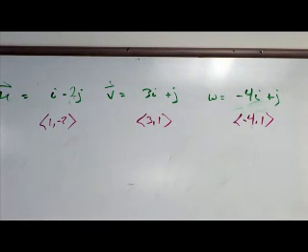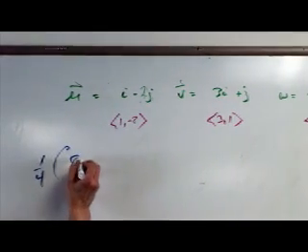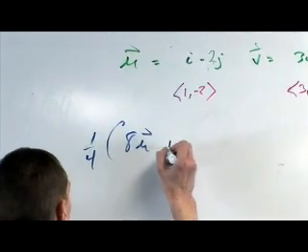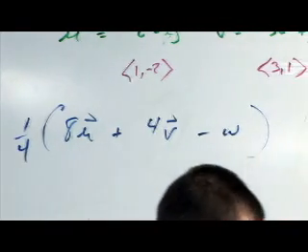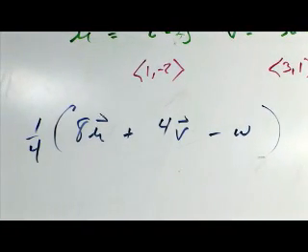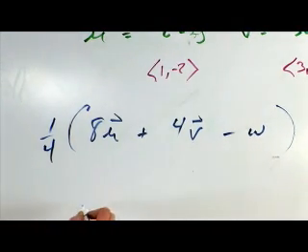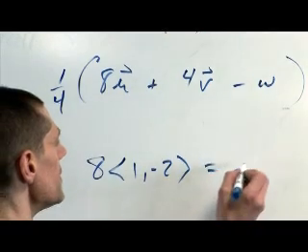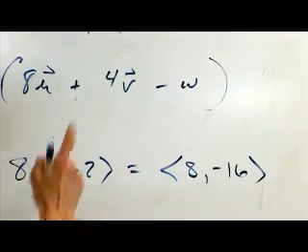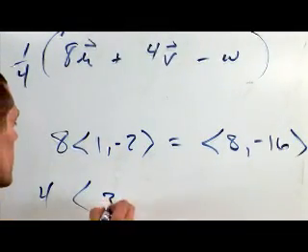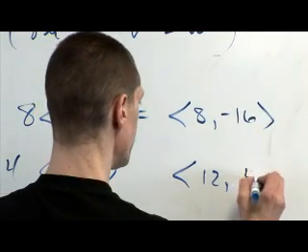We're supposed to find 1/4 of 8mu plus 4v minus w. Once again, this is a simple piece of cake. Do it piecemeal. Forget about this right now. Let's figure out what each of these terms are. 8 times 1, negative 2 is 8 times 1, which is 8. 8 times negative 2 is negative 16. 4 times v, which is 3, 1. 4 times 3 is 12. 4 times 1 is 4.